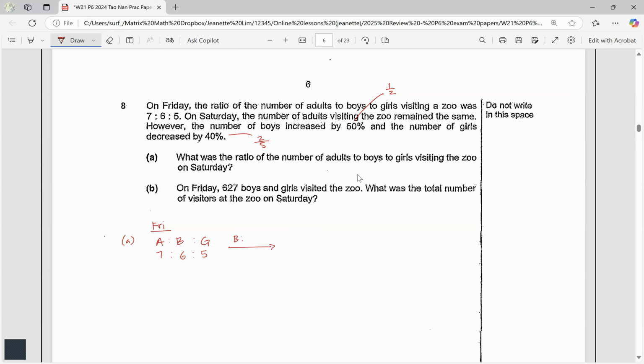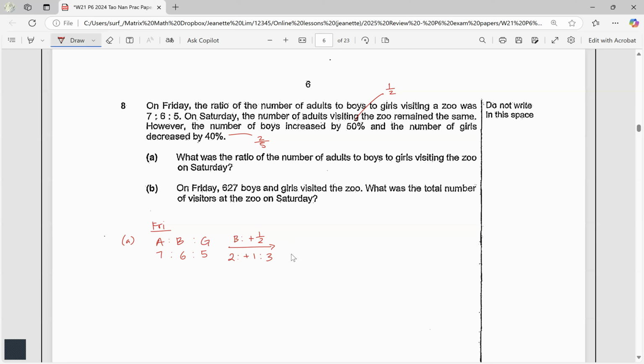Here the boys increase by 50%, which means the boys plus half. So this is a proportion transfer. I will show the before, change, after below this. For proportion transfer, if you add half, it means you start with 2, you add 1 unit, and you end up with 3 units. I'm not looking at the ratio at first, just at the fraction itself, and then I write the ratio below.